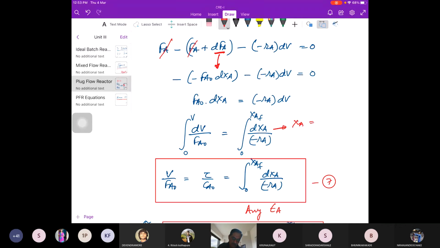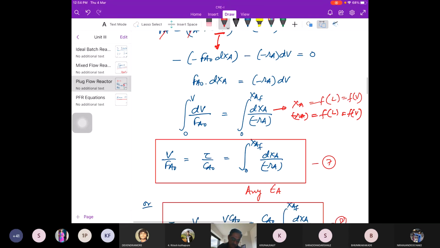XA is a function of length or function of volume, and minus RA will also be a function of length or volume, और जैसे ये वॉल्यूम लिया तो XA आएगा. Right? So we need to integrate from 0 to XA final, XAF, and volume is 0 to V.